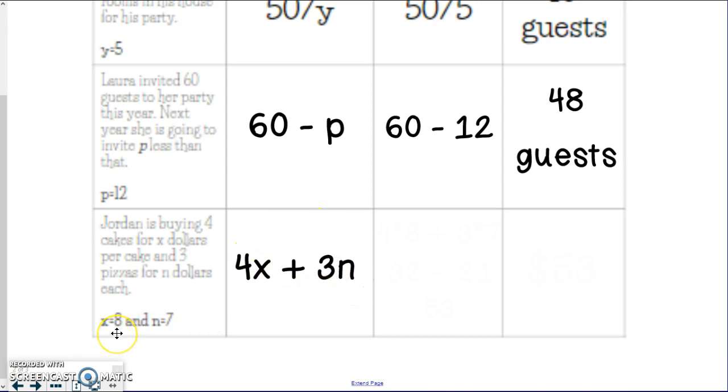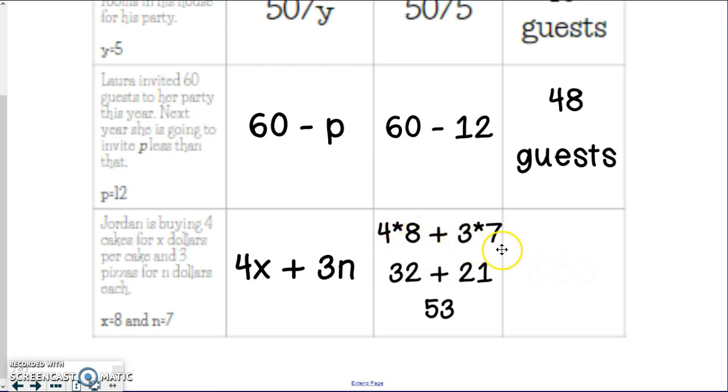Okay? So now they do tell us that X is $8 for the cakes, and N is $7 for the pizzas. So I'm going to substitute those in and solve, right? So I've got 4 times 8 plus 3 times 7. So I just took those numbers and substituted them in. When I do the 4 times 8, because I would do multiplication before addition, I get 32. I'm going to also go ahead and do this 3 times 7 to get 21. Add them together to get 53, and it's $53. That's how much it costs, right? Because the 8 and the 7 were the cost as we were multiplying them by the pizza and cake.